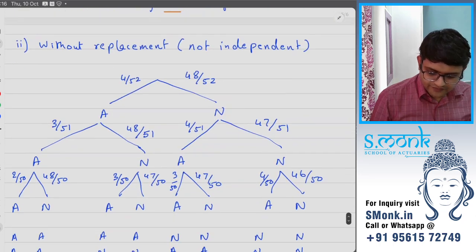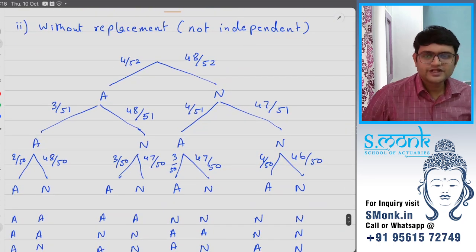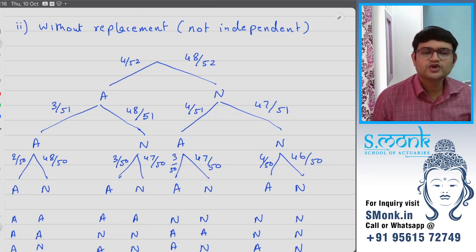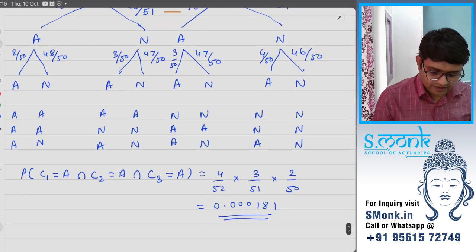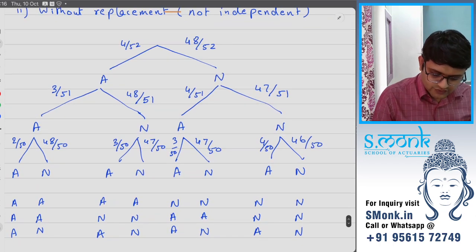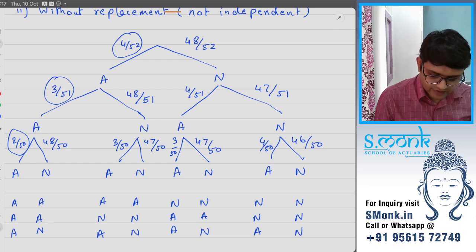So in that case, when we did not have replacement, we said they are not independent of each other, and we talked about how the probability is going to be dependent on what the outcome of the previous selection was. And we said then the probability of selecting all 3 aces is going to be, the branch will multiply, 4 by 52 into 3 by 51 into 2 by 50.